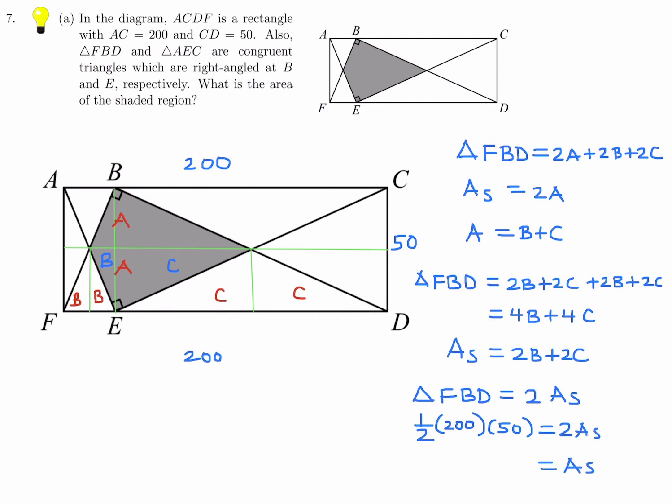So area of the shaded region, if you calculate this and divide through by this 2, you get 2500. And that's it. And I'm sure there's other ways of doing this question, but I like that method. It's pretty straightforward.